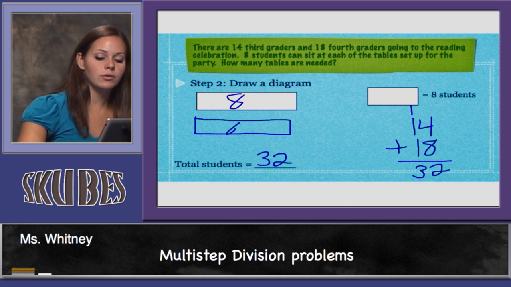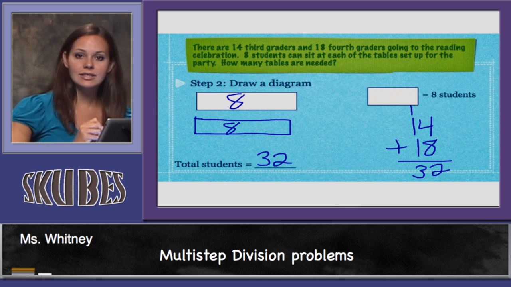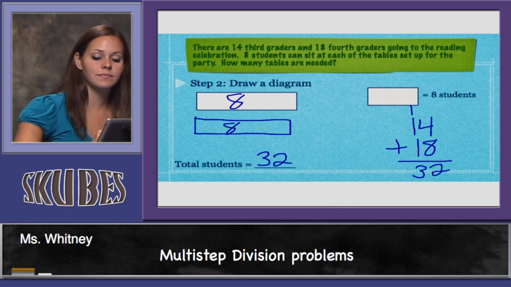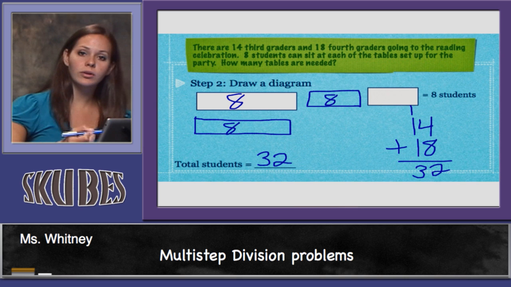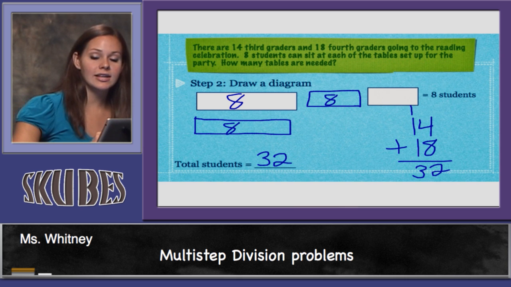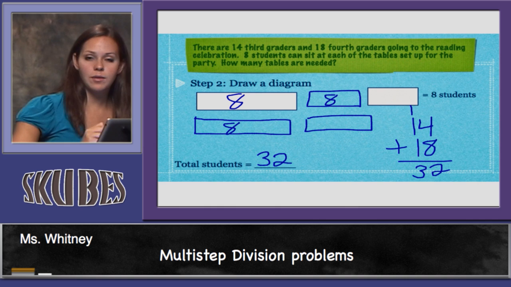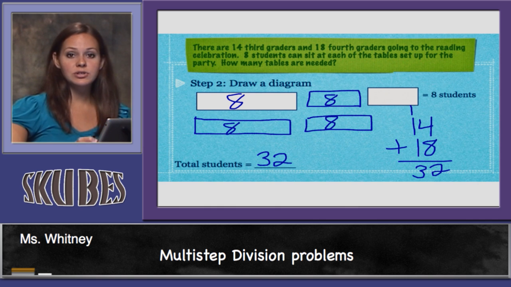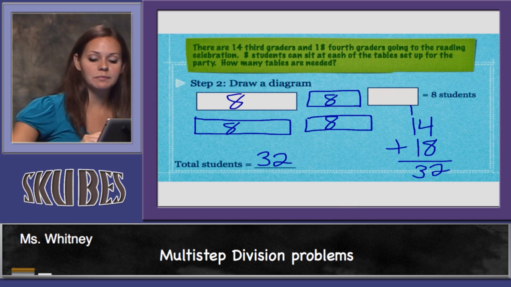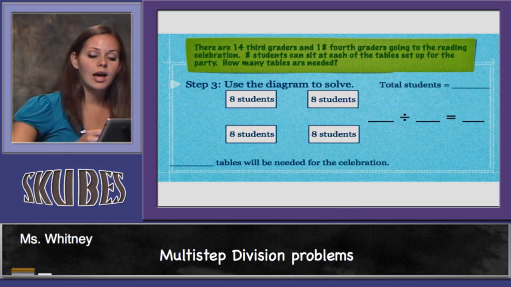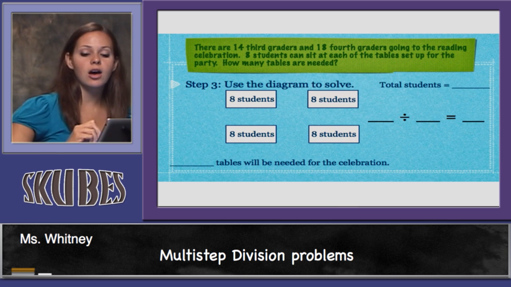My next table will hold 8 students. That's 16 students. Another table will hold 8 students. That's 24 students. And another table will hold 8 students. That's 32 students that are invited to the party. I'm going to use this diagram to solve.